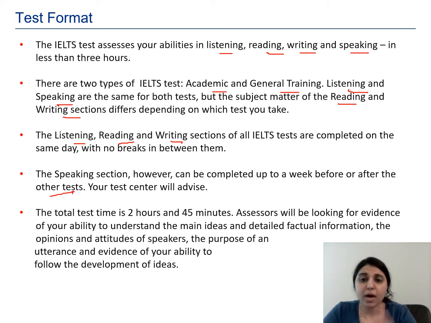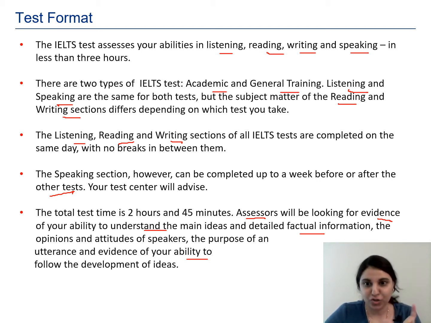Okay, now what are assessors looking for? Who are assessors? First of all, let's understand that. So assessors are the people who evaluate your test paper. Okay, and what are they looking for? They are looking for some evidence, some proof about your ability to follow the development of ideas, and proof about understanding the main ideas and the detailed factual information. So basically they want to clarify if you understand this language called English.